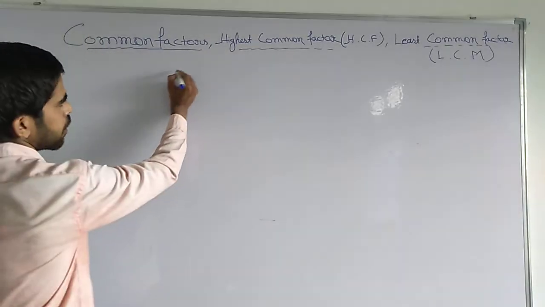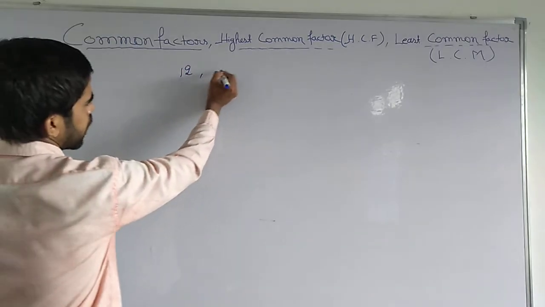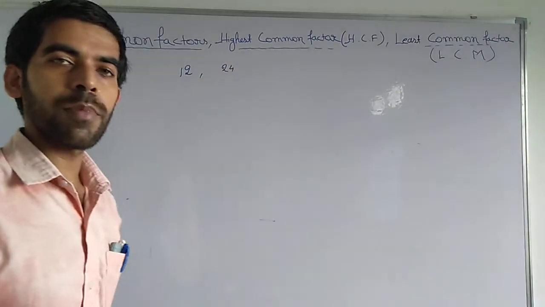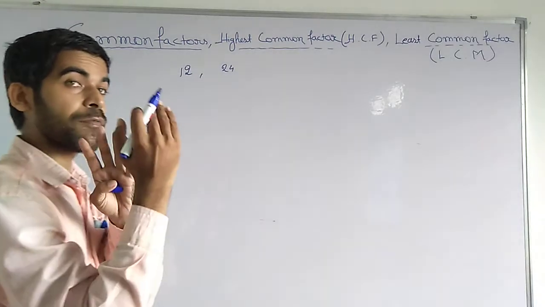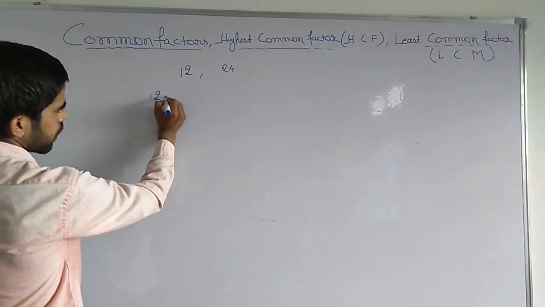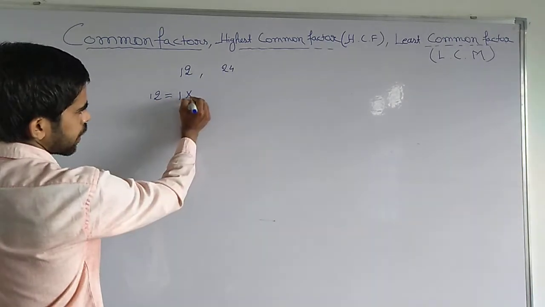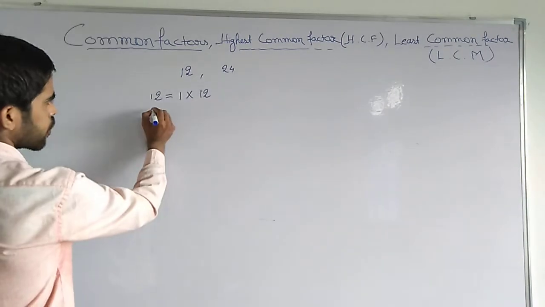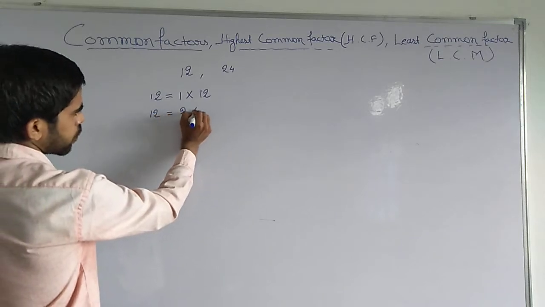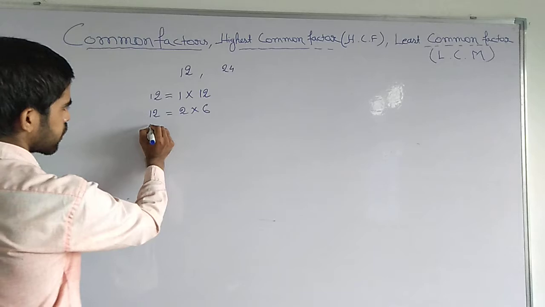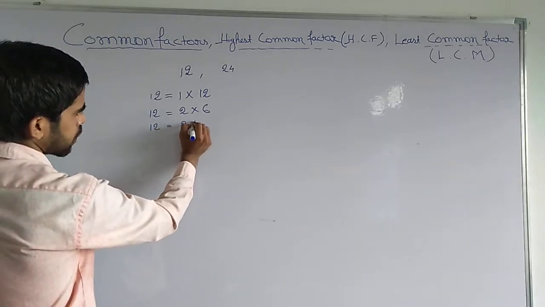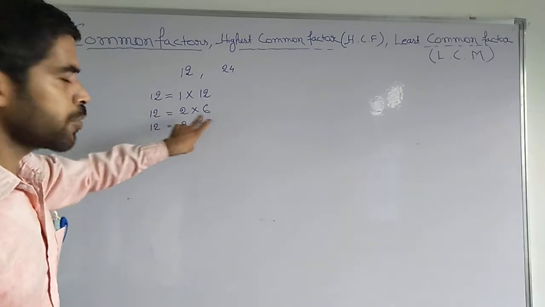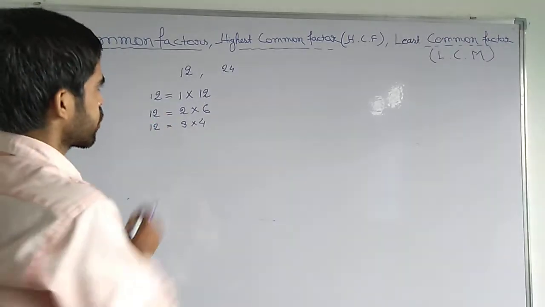Suppose these are two numbers, 12 and 24. Between these two numbers, which one is the common factor? First we will find out the factors. Factors of 12: 1 into 12, 12, right? 2 into 6, 12, right? 3 into 4, 12. So these are the factors of 12. So here 24.